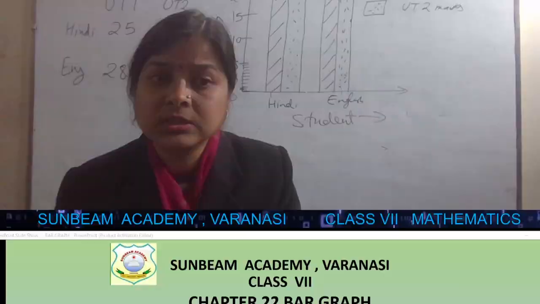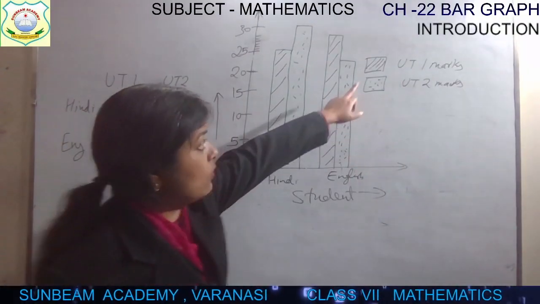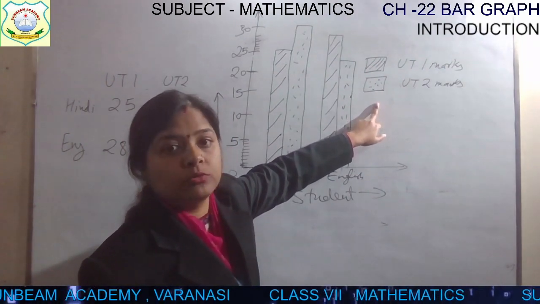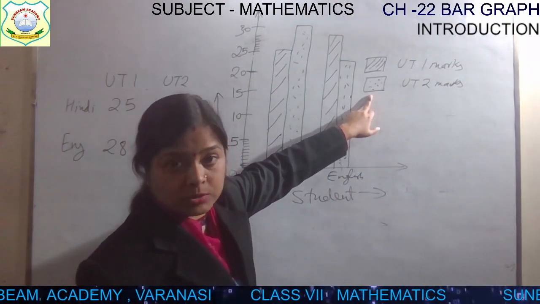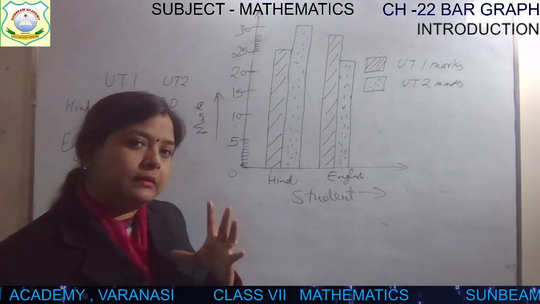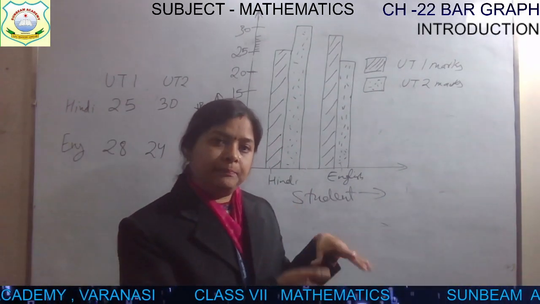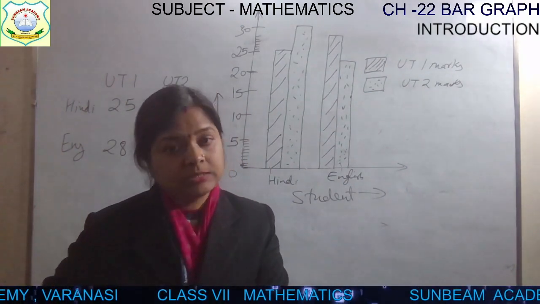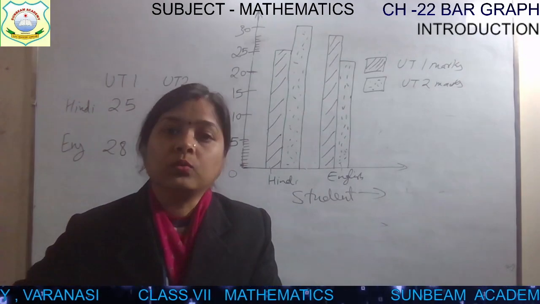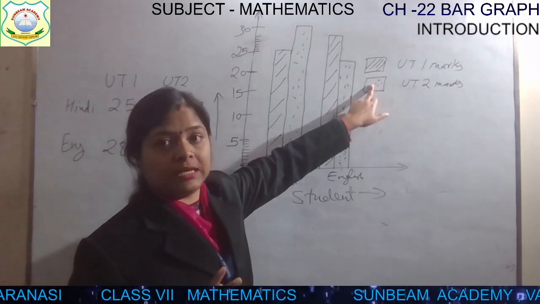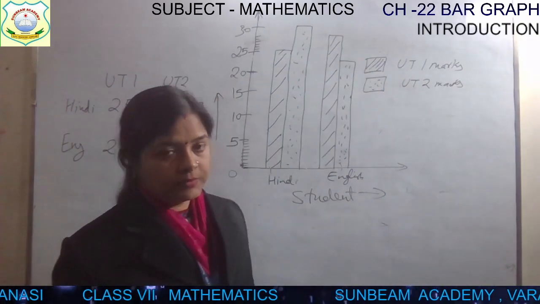These are called what, children? Can you tell me what these are? These are legends. You have used this in maps also. Legends are drawn, and then in the map you used to tell which type of soil is in Gujarat, which type of soil is in Uttar Pradesh, which type of soil is in the coastal areas. So you used to take the legends. These are called legends, okay?